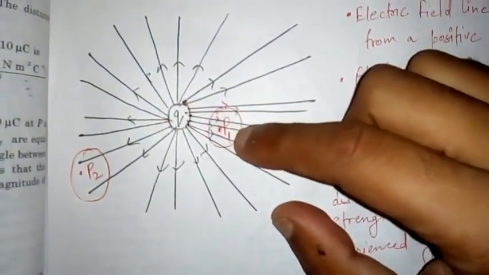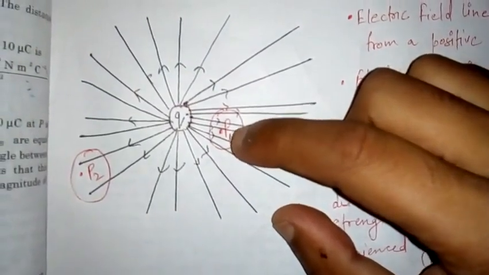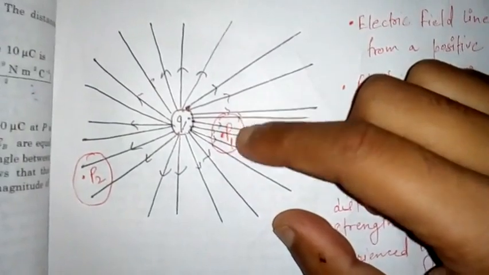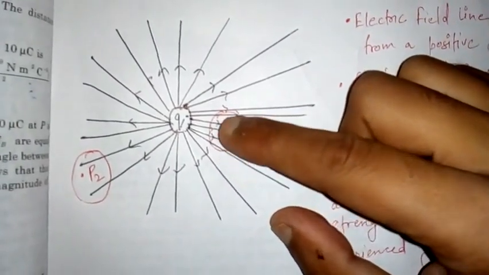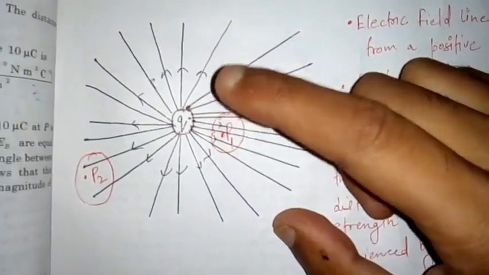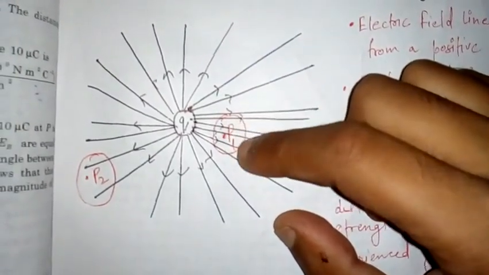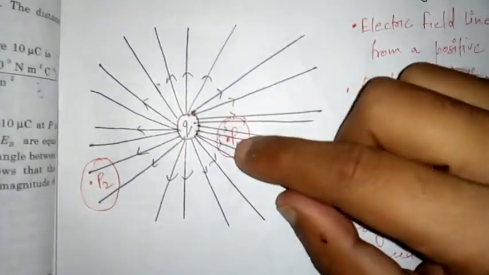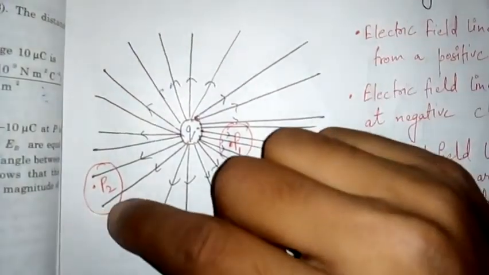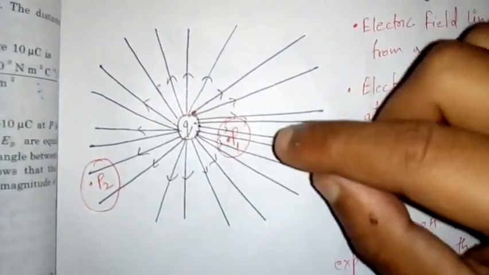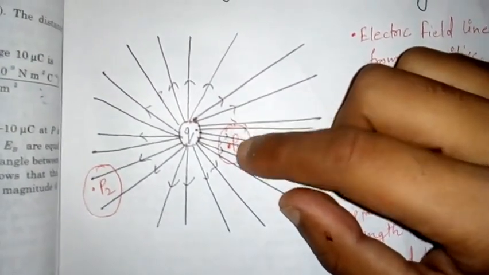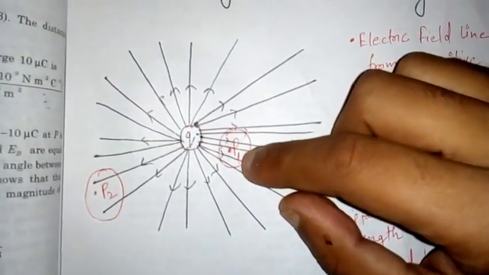If you look at point P1, how many lines do you see passing through this unit area at point P1? This is 1, 2, 3, 4, 5 and almost 6. So I see 6 electric field lines crossing the unit area at point P1, which means the electric field strength at point P1 is greater than that of point P2. The electric field strength solely depends on the number of electric field lines passing through any given point at a certain distance.